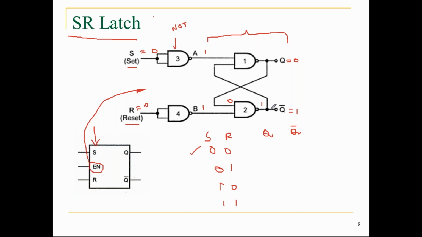Then you listen still more carefully. This one will reach here, this one will come to here. Now you see the inputs of this NAND logic, all the inputs are 1. So according to the NAND logic gate truth table, automatically the output will be 0.